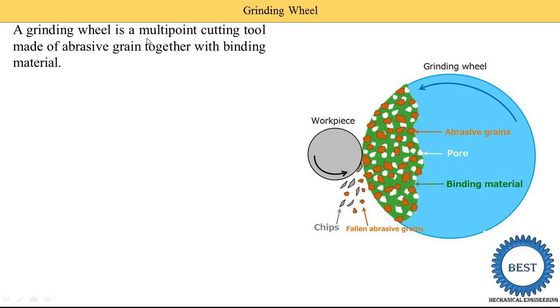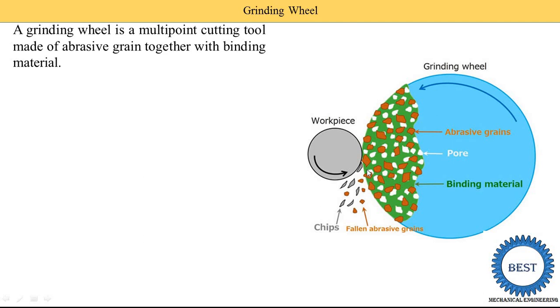A grinding wheel is a multi-point cutting tool made of abrasive grains together with binding materials. We know that generally any cutting tools are either single-point or multi-point cutting tools. Out of these two, the grinding wheel is a multi-point cutting tool. Now, how is the grinding wheel constructed? A grinding wheel is generally constructed from abrasive grains. These abrasive grains are useful to remove the material from the workpiece.